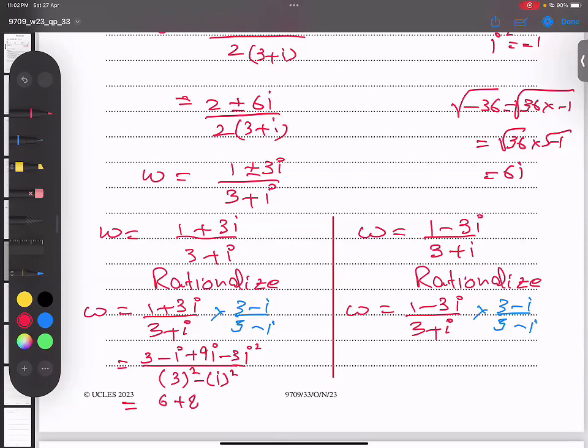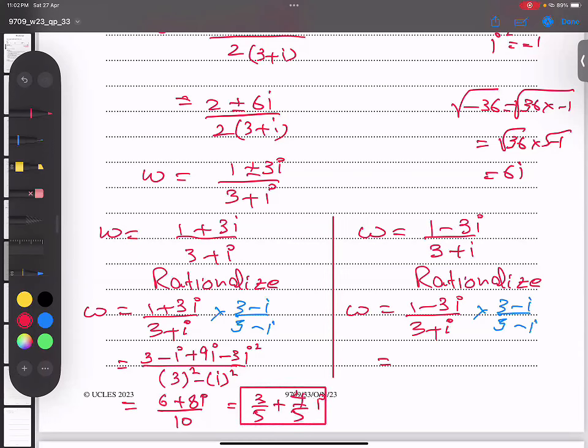And 6 plus 8 iota divided by, this is negative 1 plus 9 plus 1, 10. And finally, I can say here, if I take 2 common and cancel with that, 3 over 5 and 4 over 5 iota. This is my first answer.